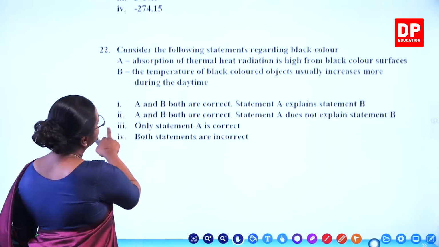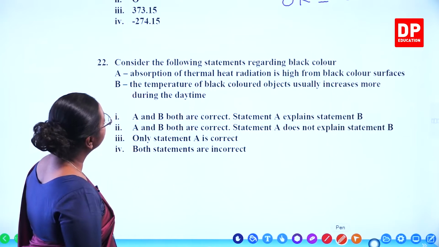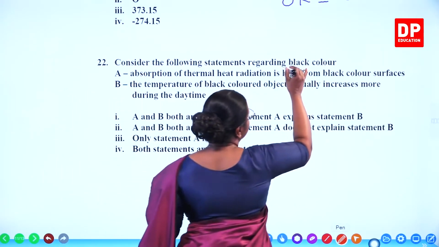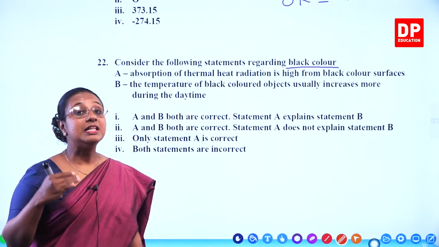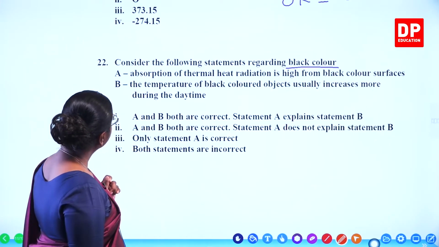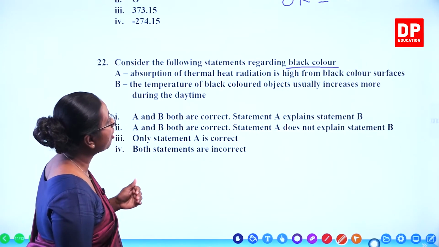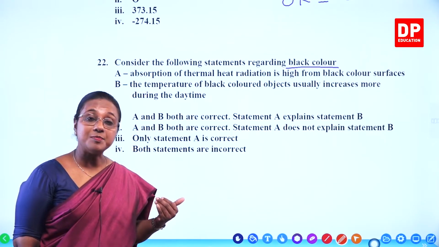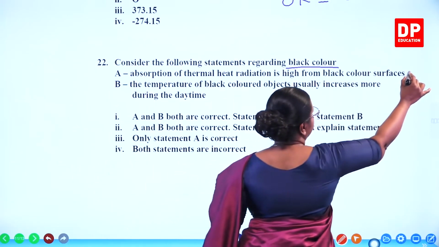Then we have the next question. Question number 22. Consider the following statements regarding black color. When we look at different colors, immediately you can remember the thermal radiation is related to colors. A. Absorption of thermal heat radiation is high from black color surfaces. The black colored surfaces absorb thermal radiation more. So, that statement is correct.